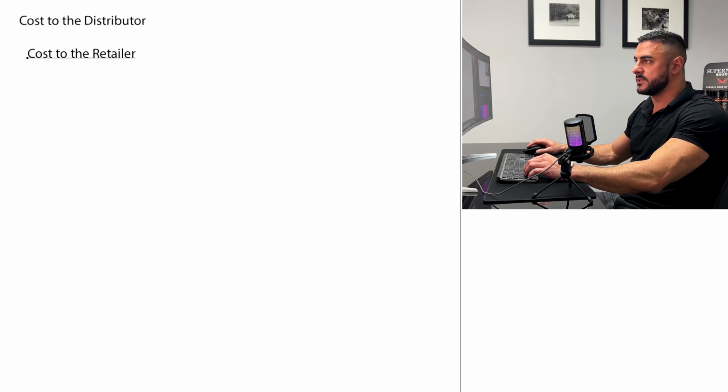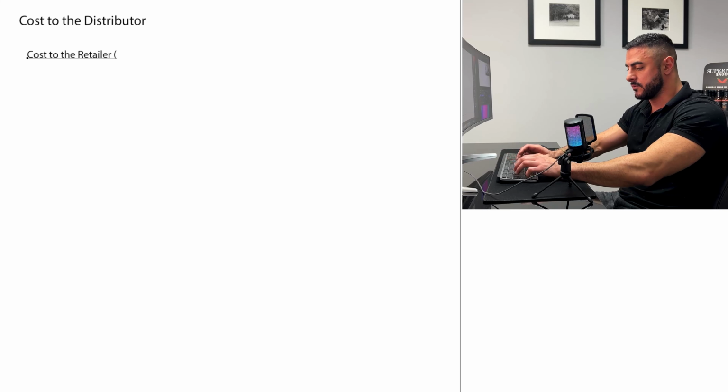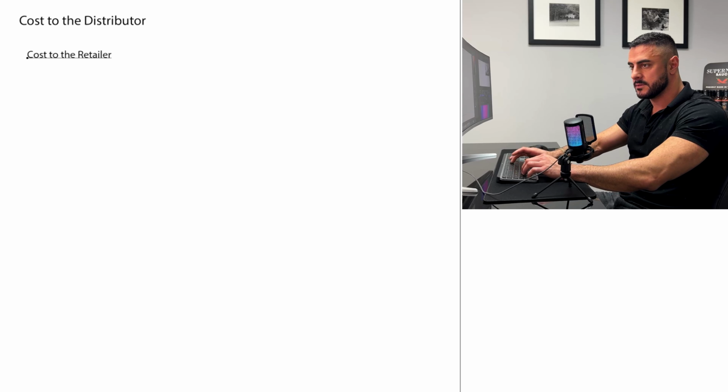So cost to the retailer. Let's make this a little bit smaller. Our cost to the retailer we calculated was $6.